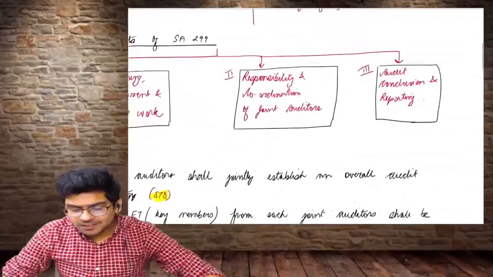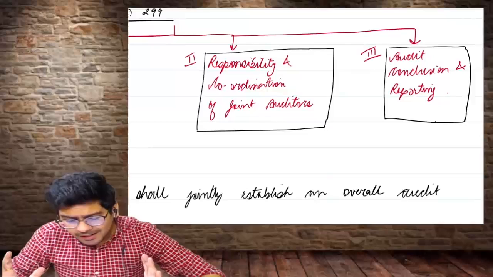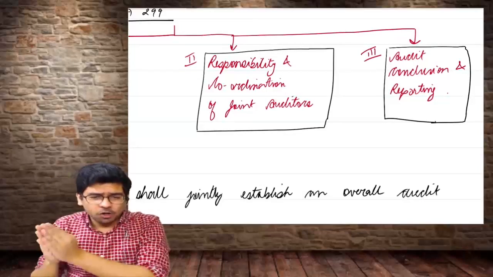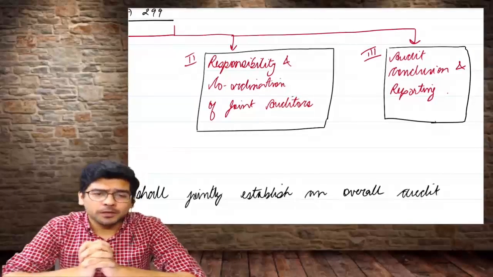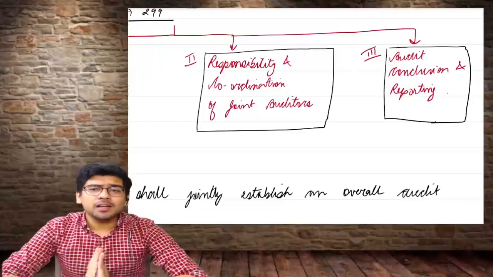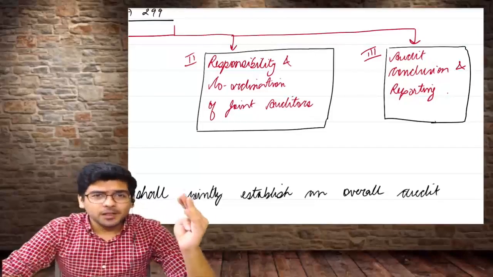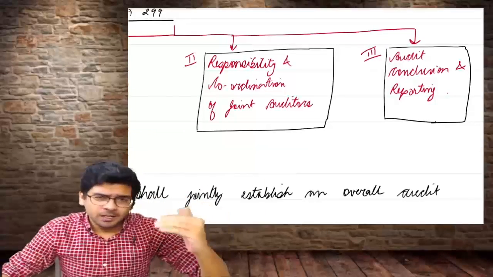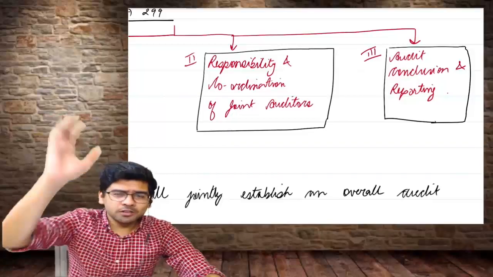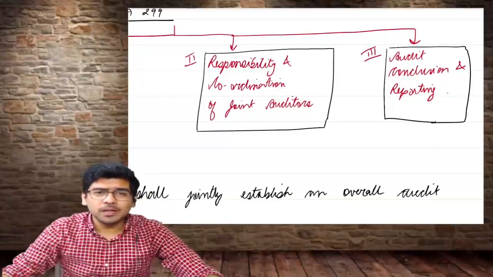Now let us start with our second requirement: responsibility and coordination. Please understand it in this manner. Let's say we have 4 auditors, A, B, C and D. All have been given responsibility, they have been assigned some work. A is given the north division, B is given south, east, west.